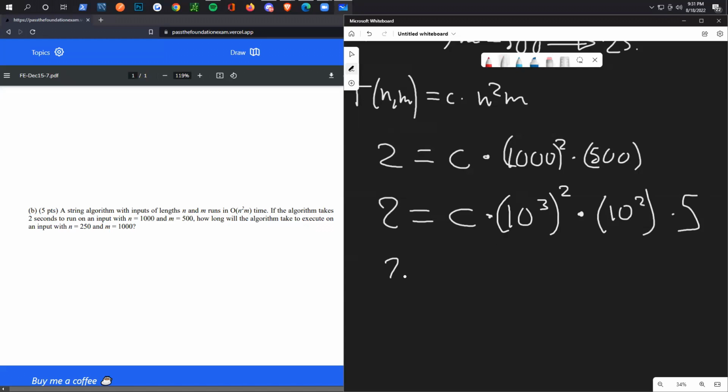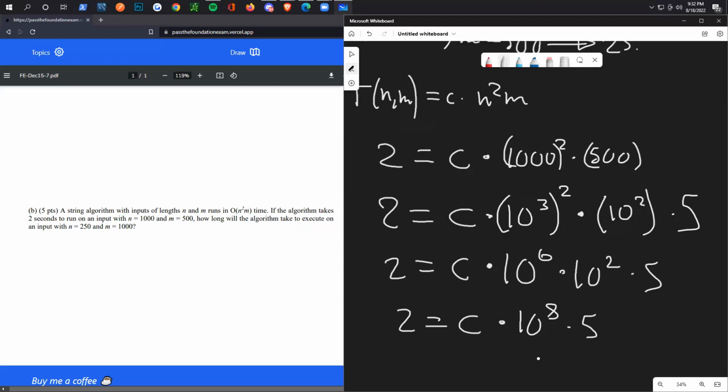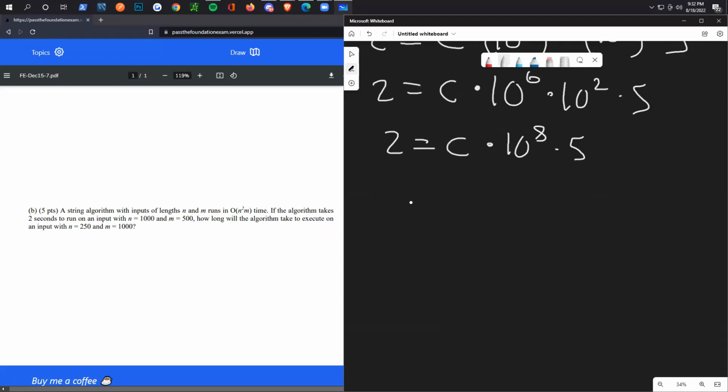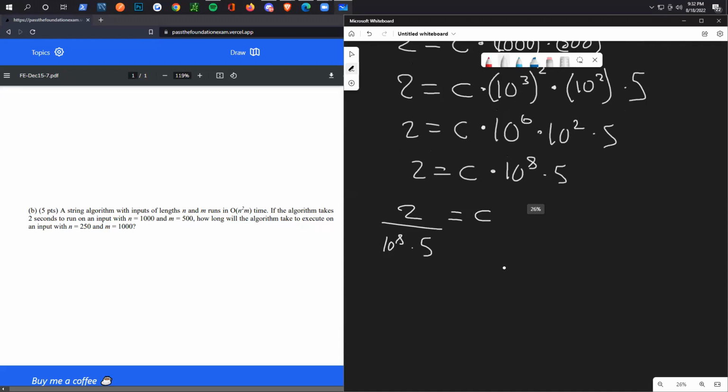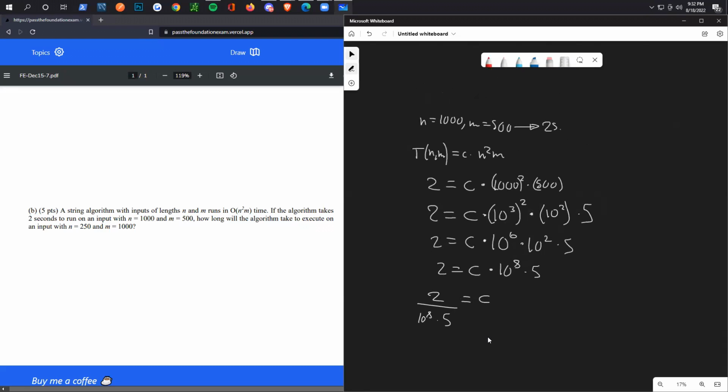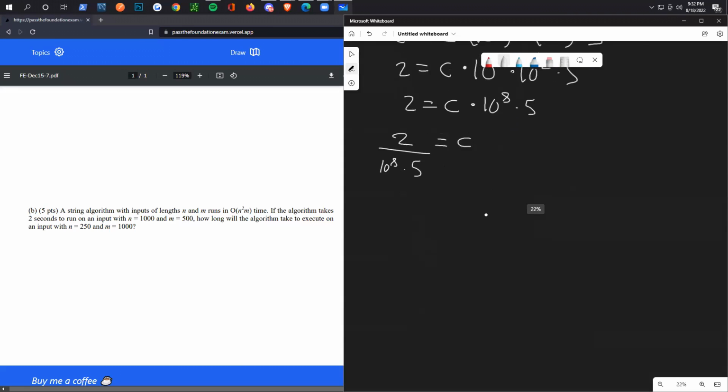Okay, so now let's keep going. Remember the exponent rule: an exponent raised to another exponent, you just multiply them. So 10 to the 6 times 10 to the 2 times 5. 2 equals C times 10 to the 8 times 5. And now we can just divide all of this. So we end up with C equals 2 over 10 to the 8 times 5. Okay. So now we can go on to the rest.